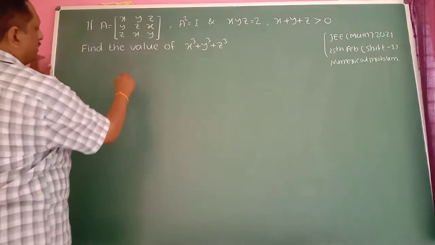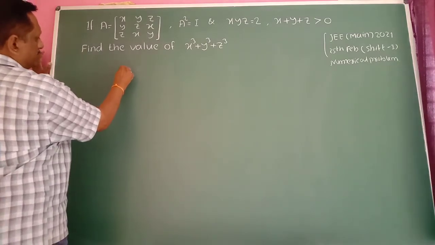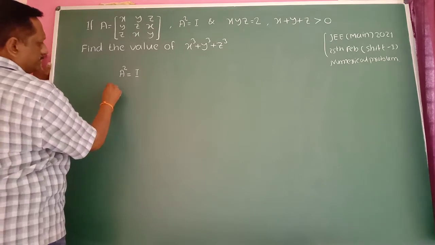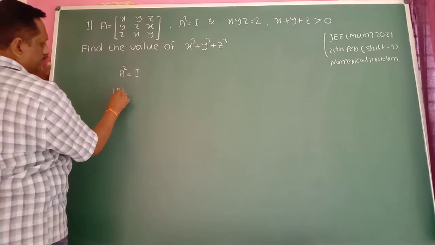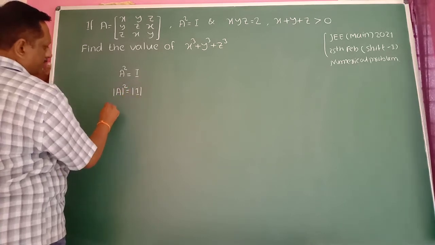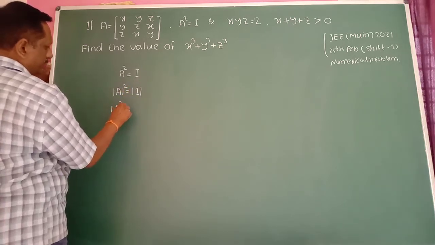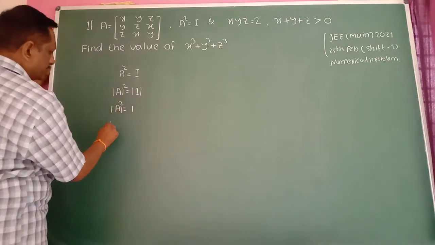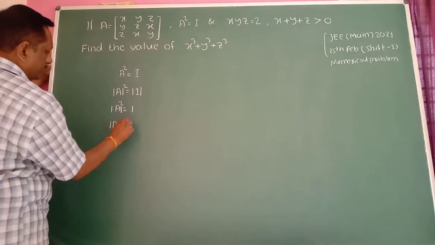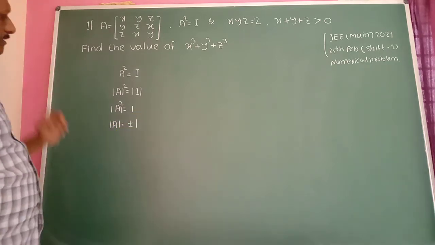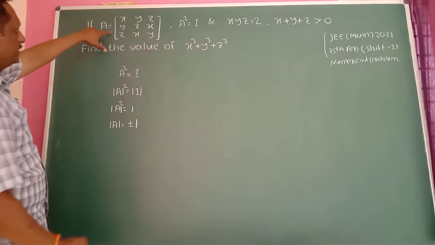They have given A square is equal to I. Taking the determinant, determinant of A square is equal to determinant of I, and you know the determinant of I is 1. Taking the square root on the right hand side, determinant of A is equal to plus or minus 1. Then expand this determinant here.